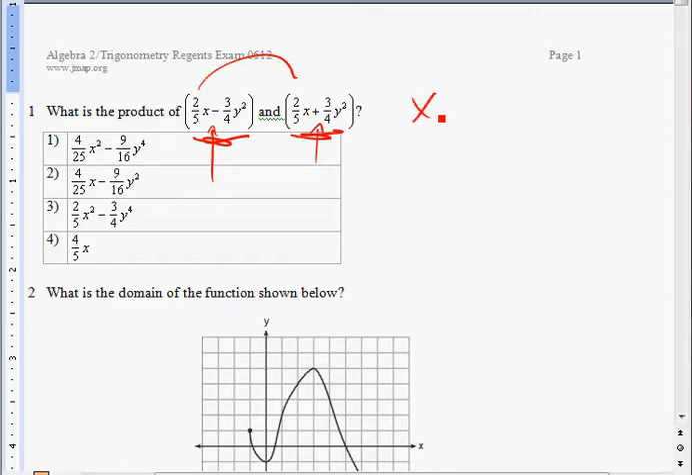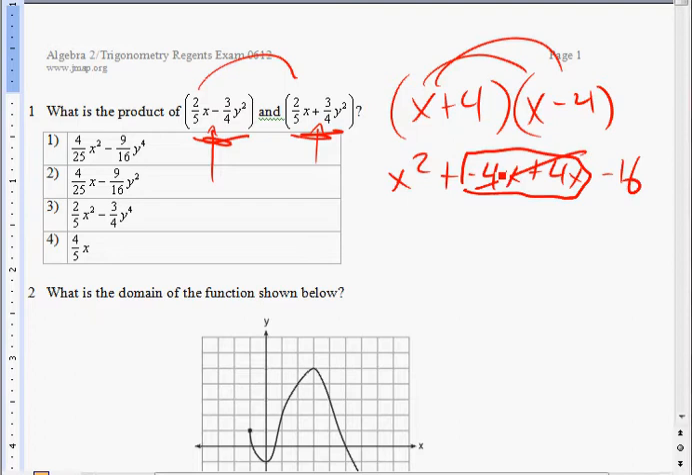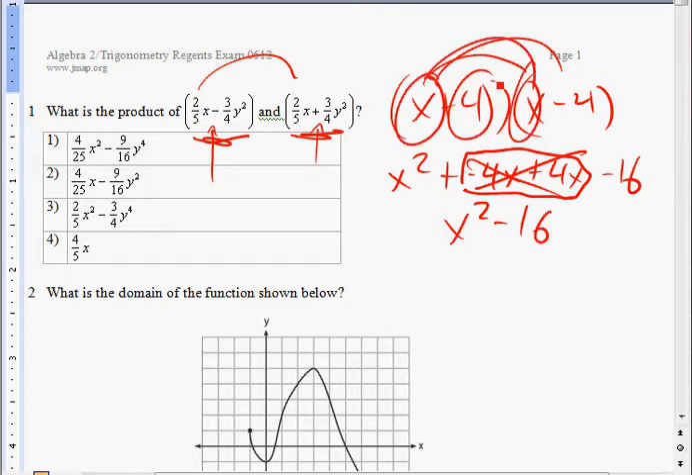Let me give an example: x plus 4 times x minus 4. What happens here if you try to FOIL this out or distribute properly? You'll get x squared plus negative 4x plus 4x minus 16. The negative 4x plus 4x always cancels out, and you're left with x squared minus 16. Therefore, a simpler multiplication is the first times the first, and the last times the last. This is always true for conjugates. The middle terms will always cancel out.